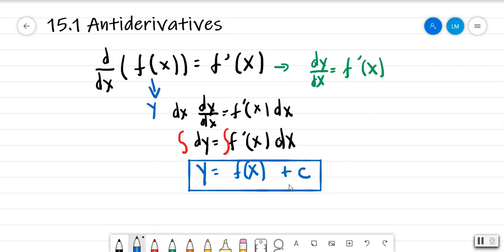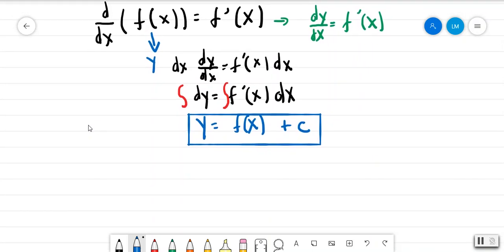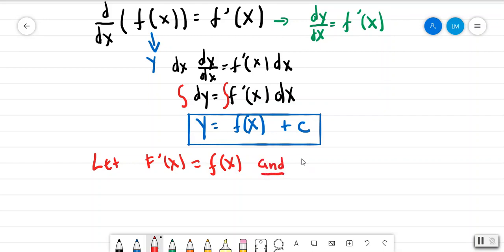Now, in the most traditional sense, like in the textbook, we usually let f prime of x equal the derivative of big F of x. If we do that, then of course that means that the antiderivative, f of x, would have to be equal to big F of x plus c.